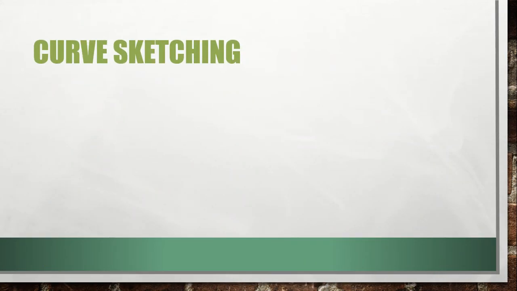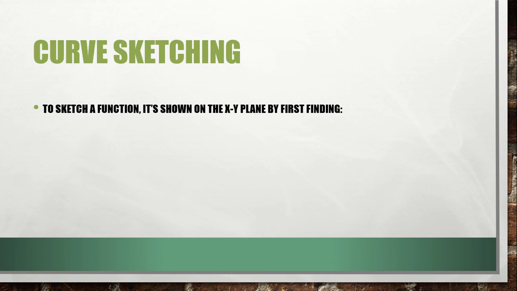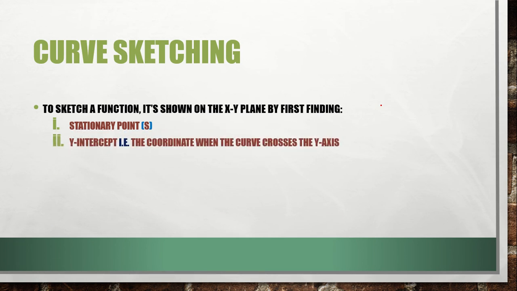Now let's get back to curve sketching and combine all that we have learned to be able to sketch a curve. To sketch a function, it's shown on the xy plane by first finding the stationary points. Now, it's either stationary point or stationary points, depending with the function that you're working with. If it's a quadratic function, it shall have only one turning point, which is the stationary point. If it's a cubic function, it shall have two stationary points, and so on and so forth. The second thing you should be able to get is the y-intercept.